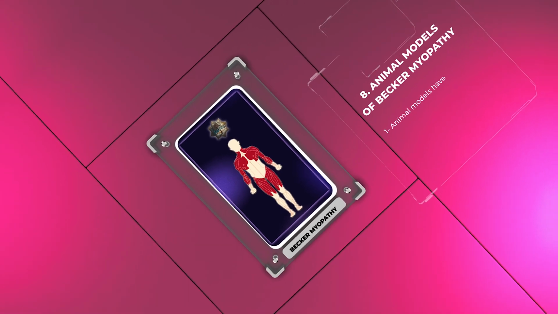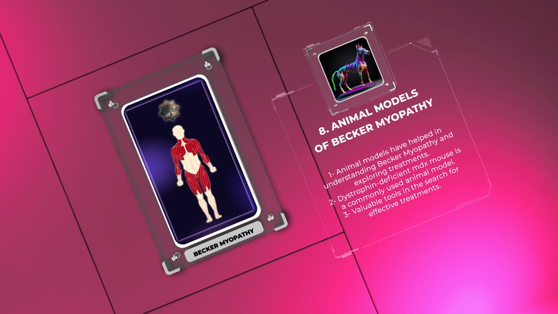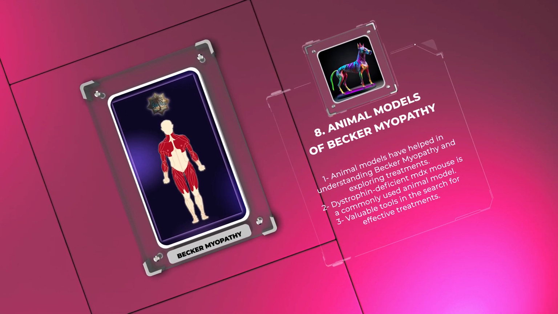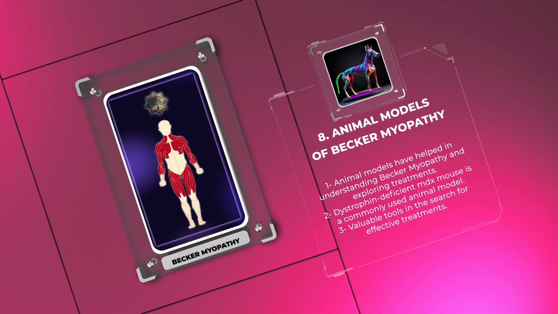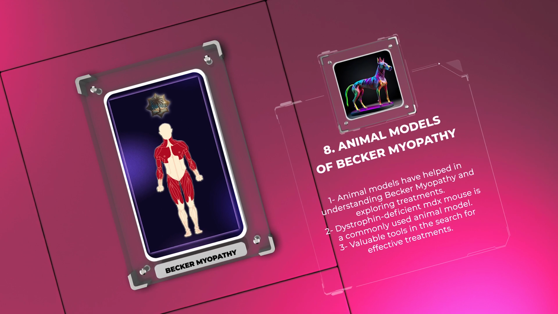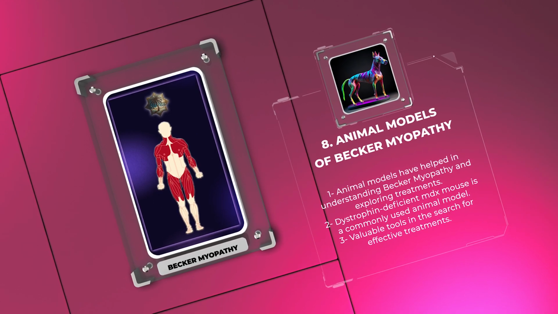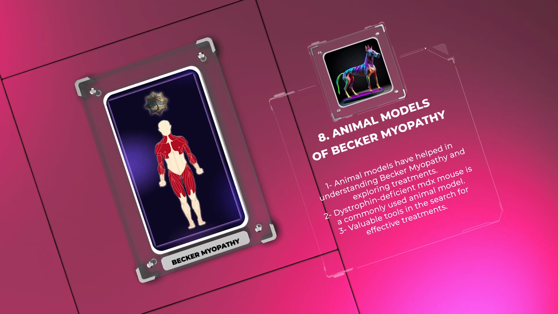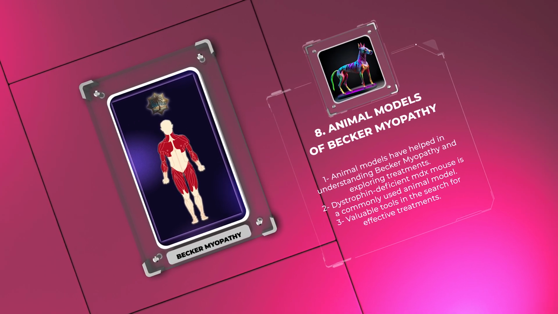Research on Becker myopathy has relied on the development and study of animal models to further our understanding of the disease and explore potential treatments. Animal models, such as the dystrophin-deficient MDX mouse, have helped elucidate the pathological processes underlying Becker myopathy and evaluate therapeutic interventions. These models continue to be valuable tools in the search for effective treatments.